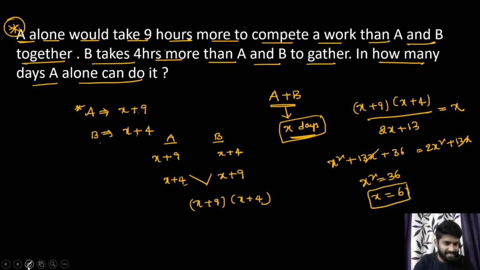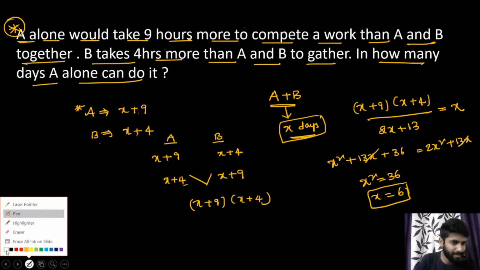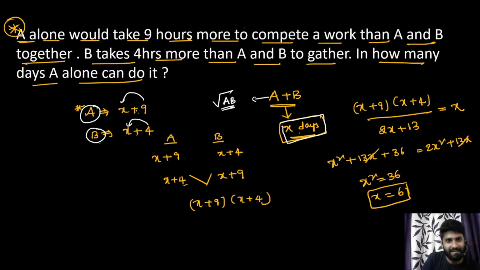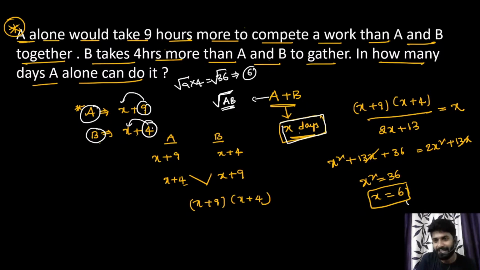If you go with this type of calculation, it may take some time. Now what is your observation? Sir, I can observe one thing clearly. They mentioned A and B together take X days. We don't know that, so I just assume a value. A's value is 9 days more than A and B together, B's value is 4 days more. Then X is exactly equal to the square root of the product of the extra values. Don't go with an equation. Just see here, 9 and 4: under the root of 9 into 4. 9 fours are 36. Under the root of 36, the value is 6. Then you get x is equal to 6, guys.